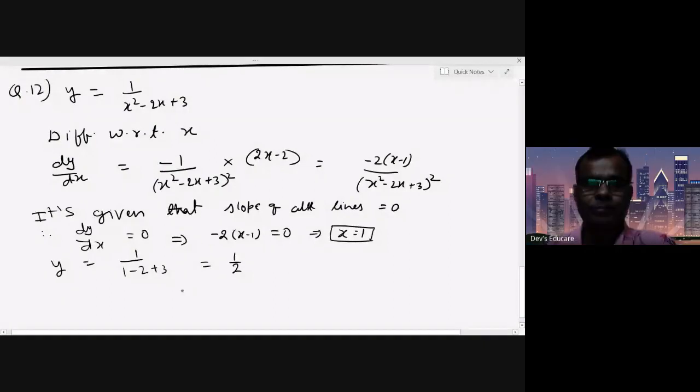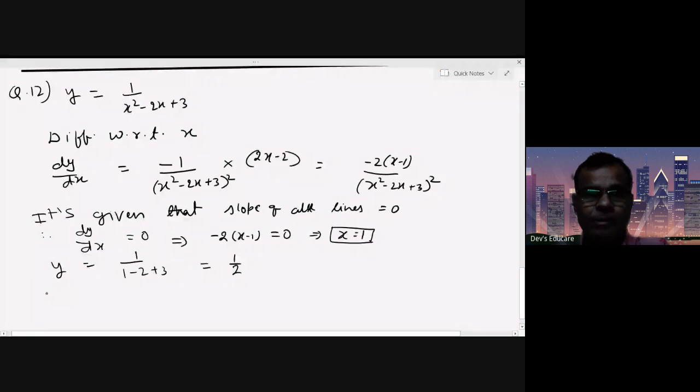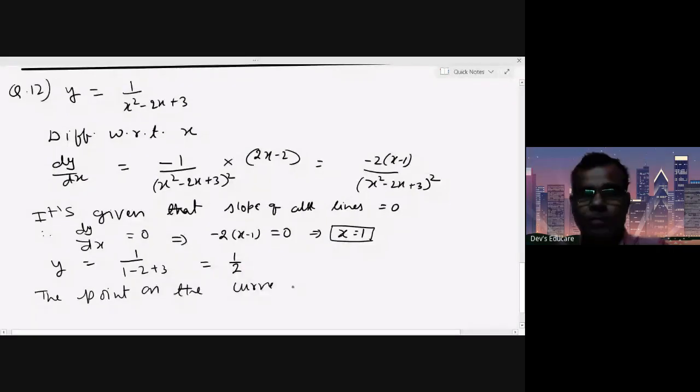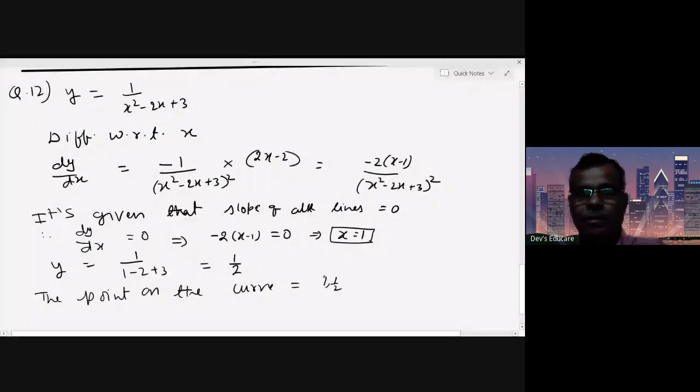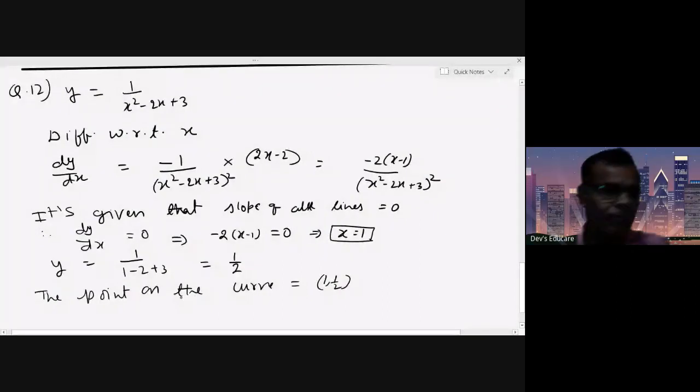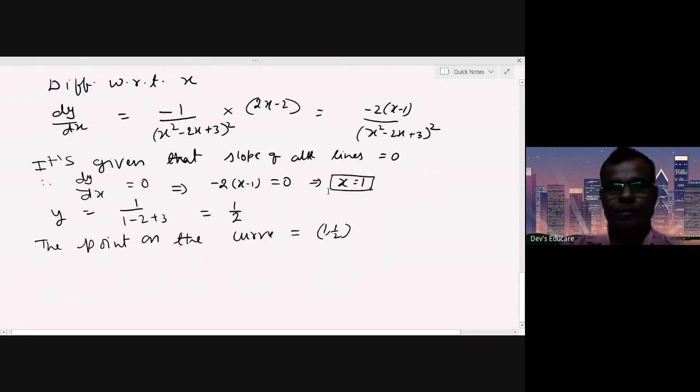So the point on the curve equals (1, 1 upon 2). So we shall find the equations of all lines. The equation of the line at (1, 1 upon 2).